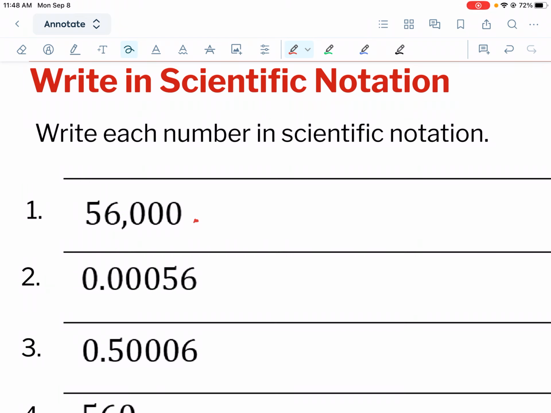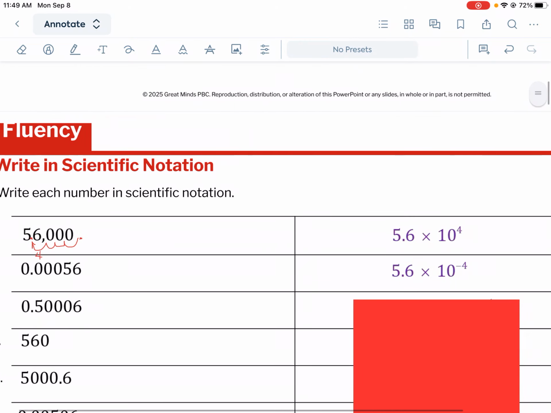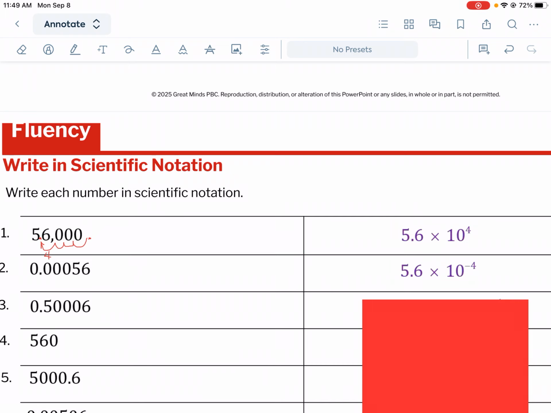Counting. 1, 2, 3, 4. That's our new decimal point. That gives us 5.6. Annotate how many jumps you took. In this case, it was 4. Okay, so our answer for that is 5.6 times 10 to the positive 4.